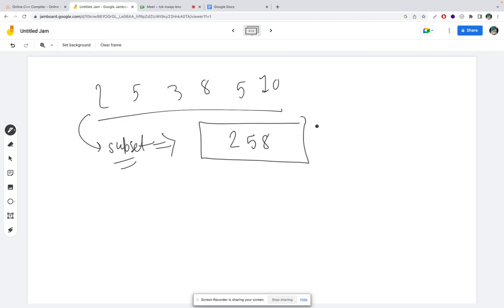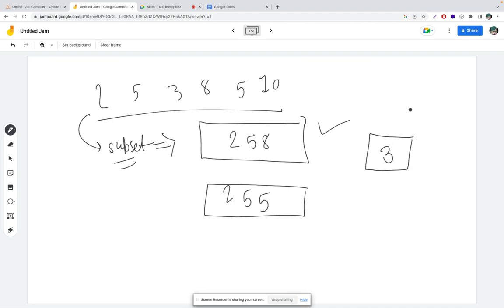2 5 8 is a subset, right? Then 2 5 5. Subset can be of any size, right? Single element is also a subset. This is also a subset, right? Acha, is this the subset of the array? 13.